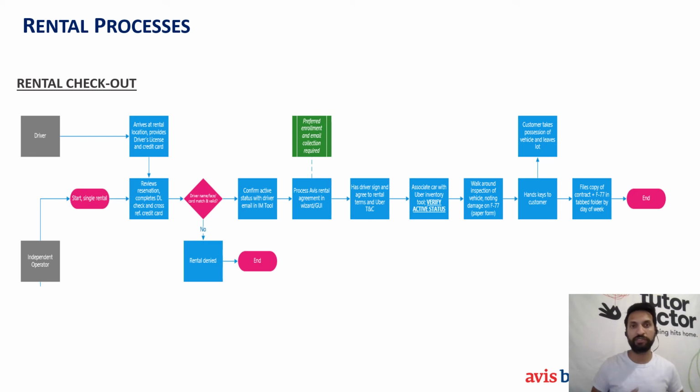Once that process is done, you go into the Uber management tool and assign that particular car to the driver. Once that car is assigned, the driver should be able to see that car selected under their Uber profile. Once that rental process is done, make sure all the paperwork is signed. That means we need to have the Uber agreement addendum signed and the contract signed just like we do for a regular rental.